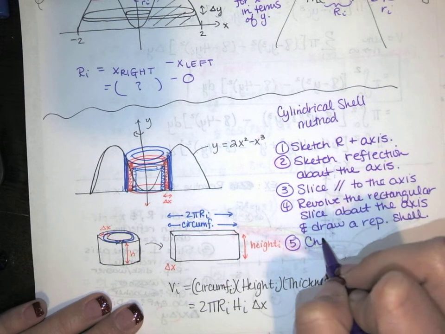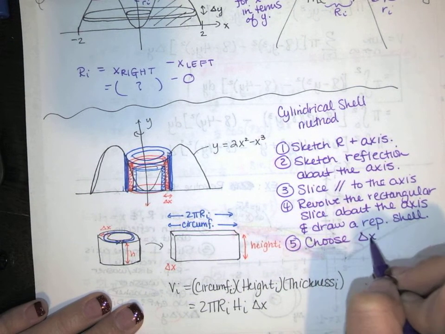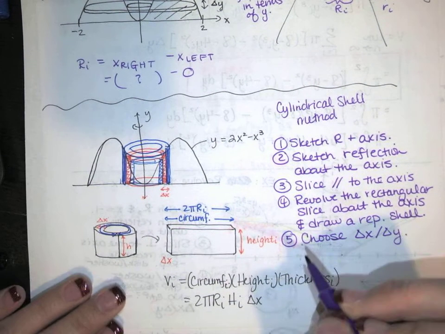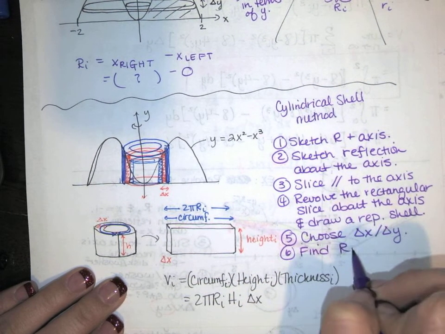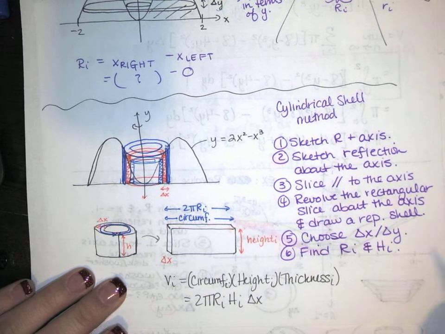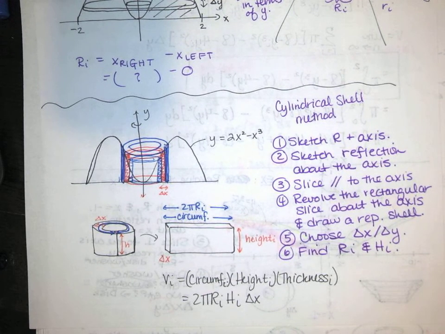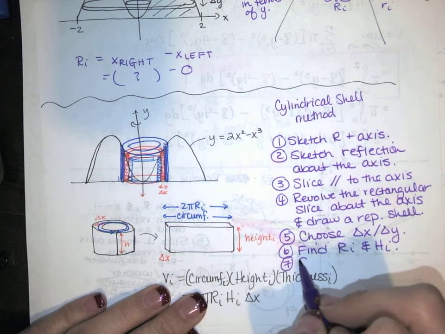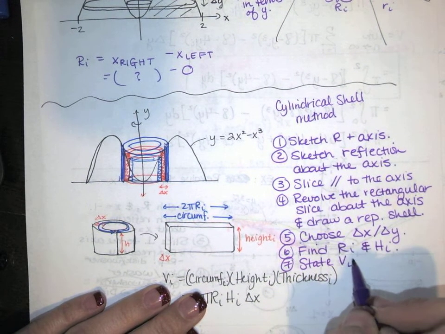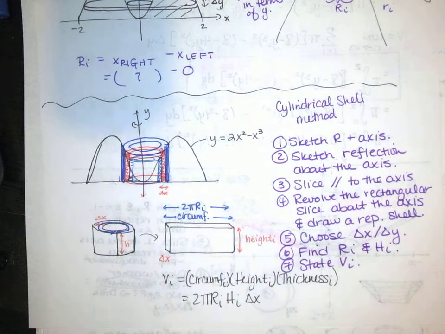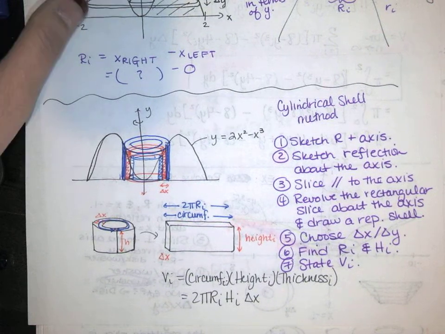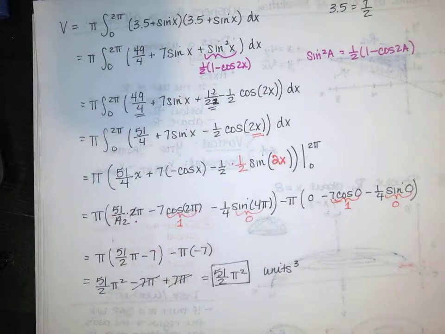You're going to choose delta x or delta y, and then you're going to find the radius and height of the shell in terms of the appropriate variable. Then you're going to state v sub i, and you're going to use v sub i to come up with the integral. Okay, so we're going to do this one again, but without all those nested shells on it, just to make it a little bit cleaner and easier to see what's going on.